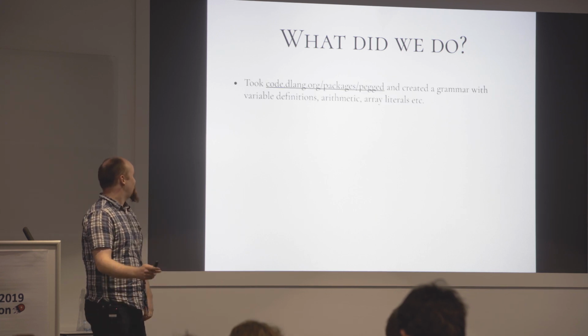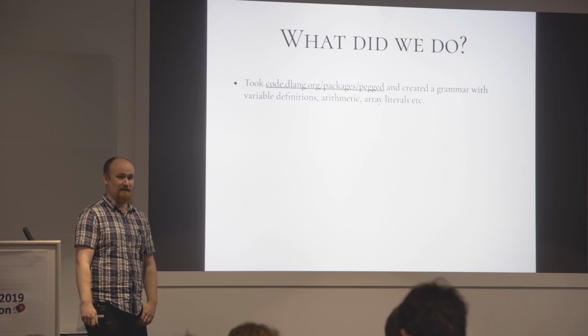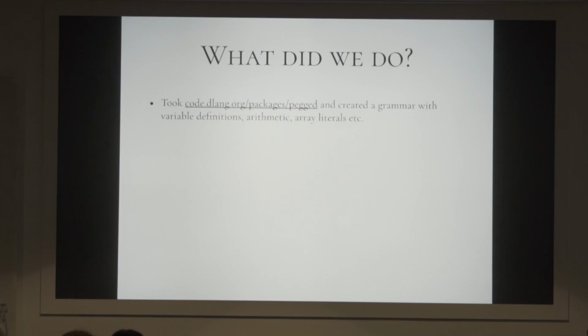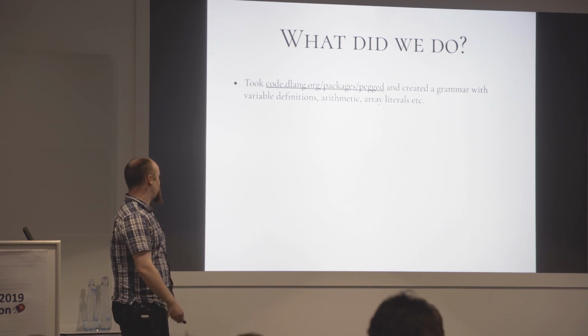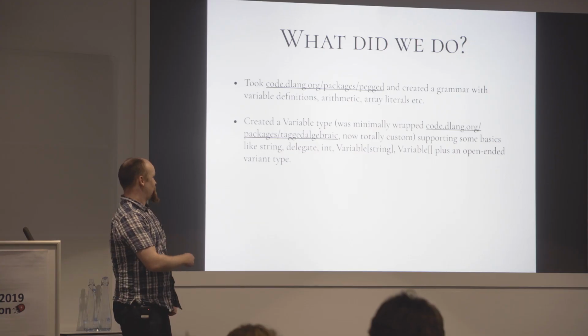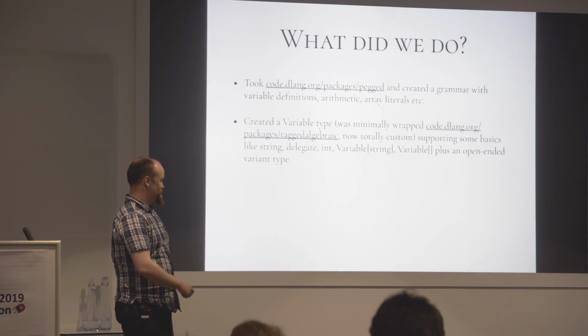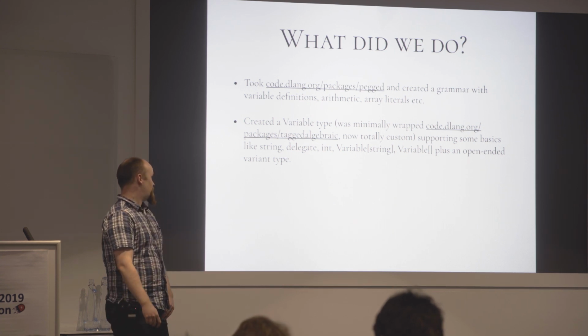What did we do? Well, we thought, okay, you've got to make a language then. So, as we've heard already today, PEGTL is pretty good, and it's based on parsing expression grammars, and it's got some nice extensions. So that's where we started. We created a grammar there, simple stuff: variable, arithmetic, array literals, and so on. Used tagged algebraic initially, then replaced by totally custom stuff now, but initially we used that to create a variable.